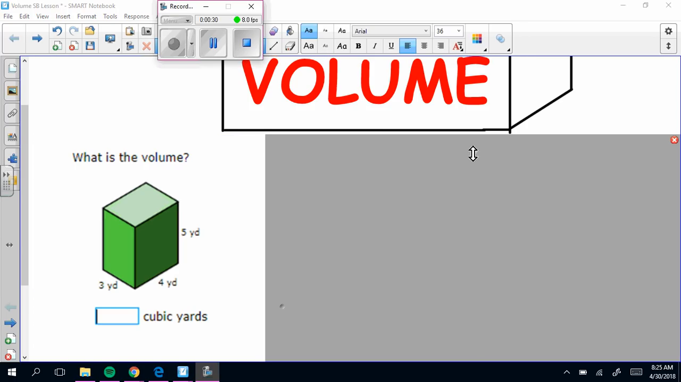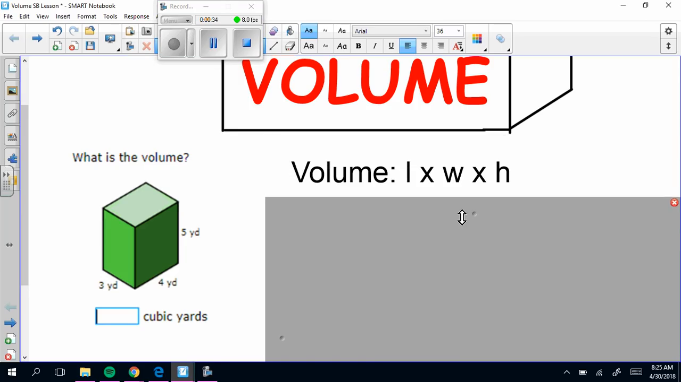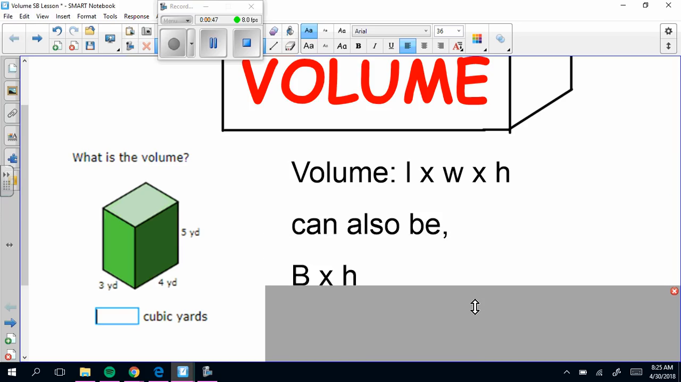Now, you should have learned in 5th grade the formula for volume. Just to refresh, the volume is length times width times height, represented by L, W, and H. It could also be the base times the height. Now, you drew this in your notebook. Let's go ahead and identify our dimensions.